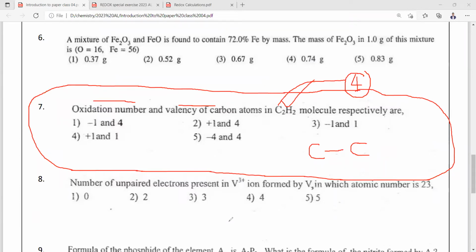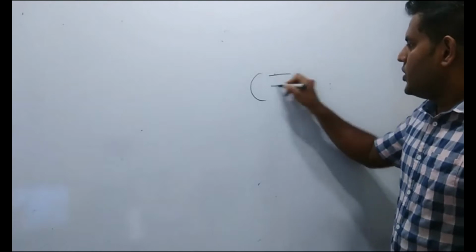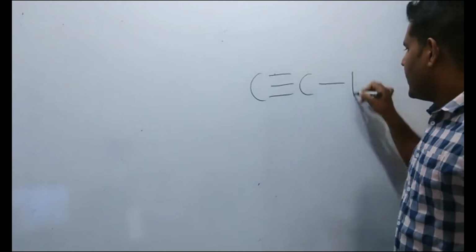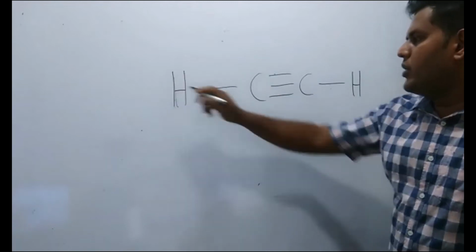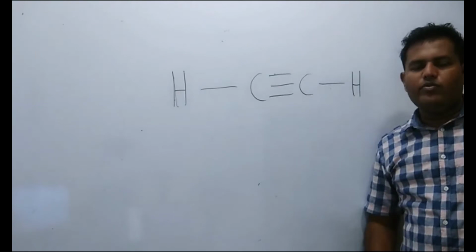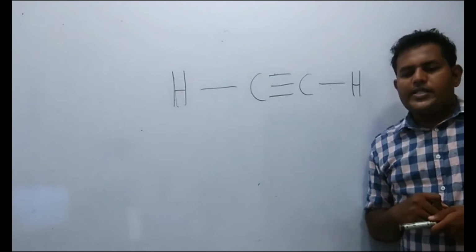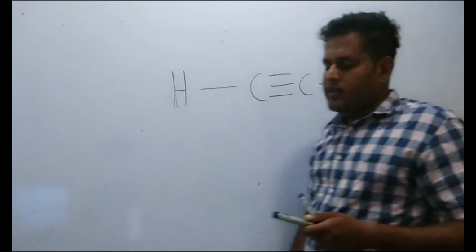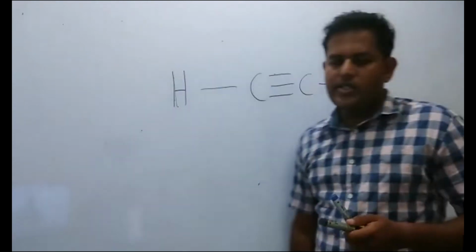Right, okay. Many have given answer 1. Let's see what the answer is. C2H2. Actually, when you are drawing C2H2, ethyne, this is the actual structure. Around carbon, there should be 4 bonds. Until you are getting 4 bonds, you have to put it like this. Ethyne. So let's get the oxidation number and valency.